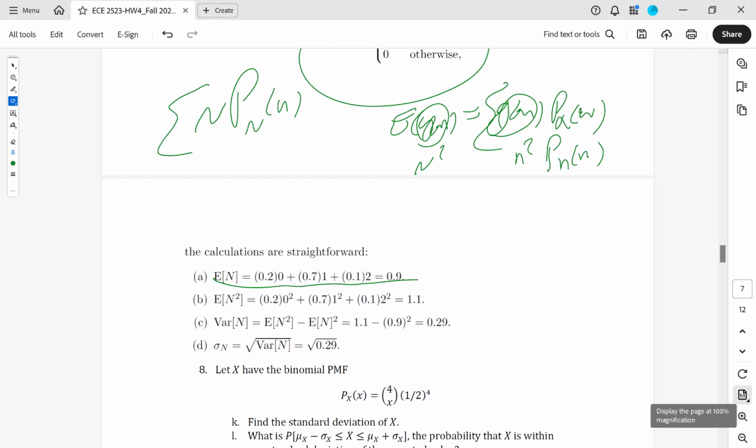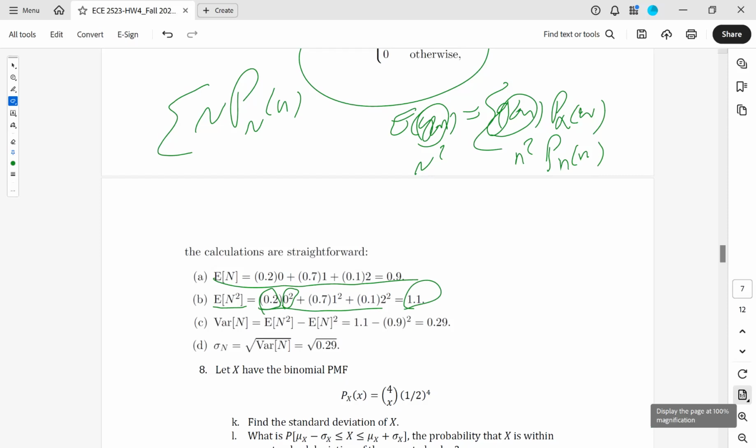So the expected value of N squared, or as we call it, the second moment of N, is going to be the probability times the square of each random variable: 0 squared times its probability, plus 1 squared times its probability, plus 2 squared times its probability. You do the summation, you find the second moment. Very easy, very straightforward.